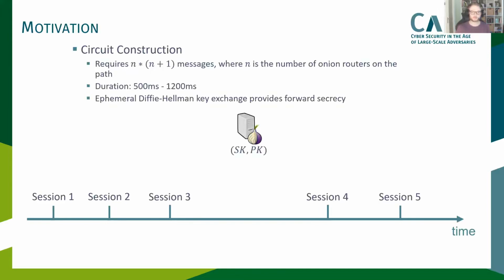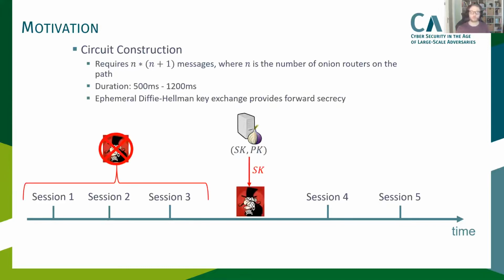But the interaction between Alice and the different onion routers provides a really important property, namely forward secrecy. What does forward secrecy mean? Let's say an onion router establishes different sessions with different clients over some time. And for this, the onion router uses a long-term key pair. And at some point, an attacker compromises the onion router and gets the secret key.